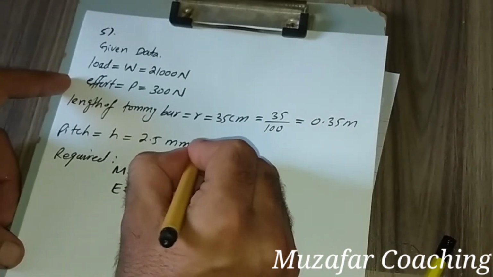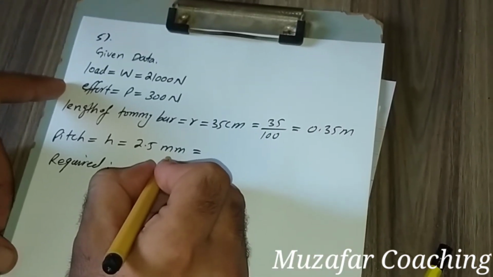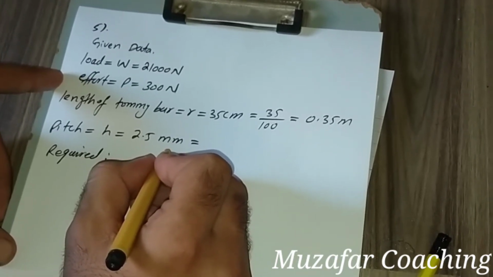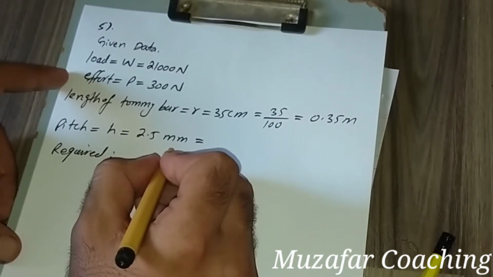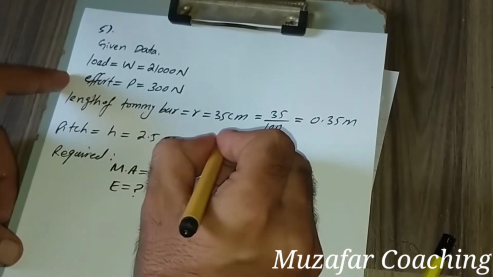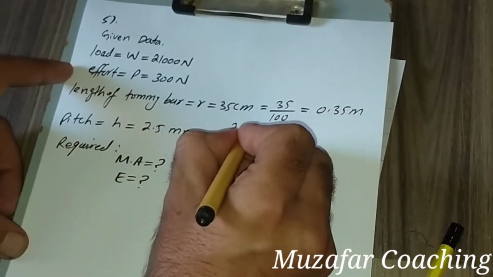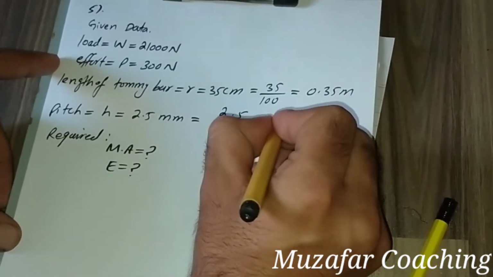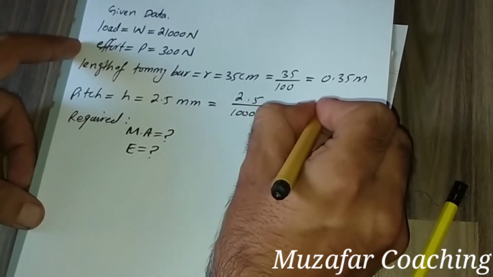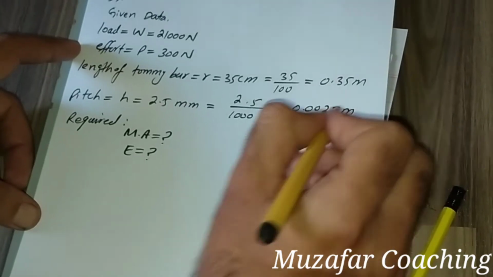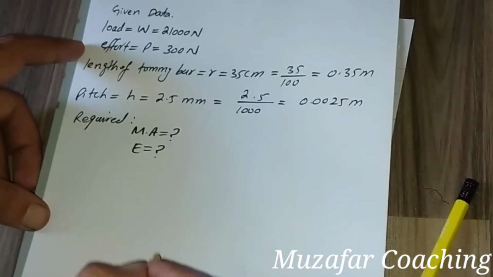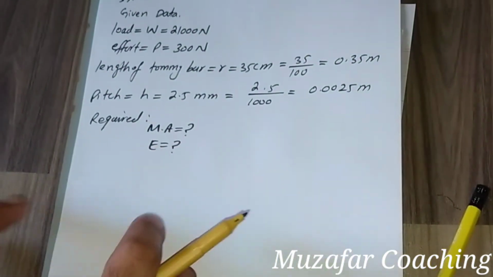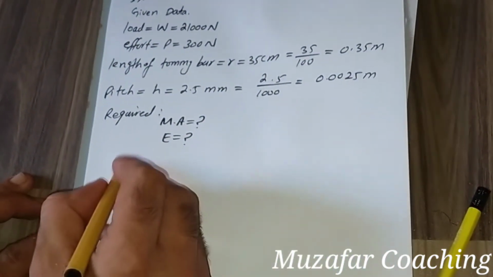And again here it is given in millimeter and we are supposed to convert it into meter. We know that in 1 meter there are 1000 millimeter, so we will be dividing it by 1000. So we will be getting the value like this one. Now all the values are in SI units. Now we can solve them. So we will be using the formula.